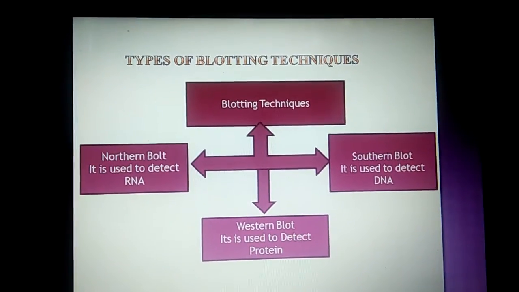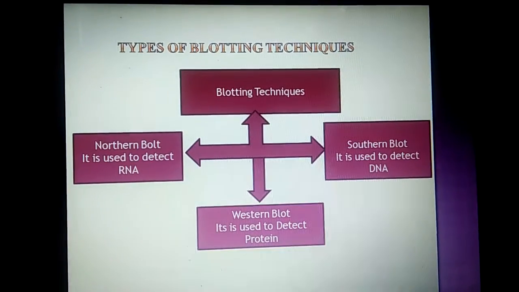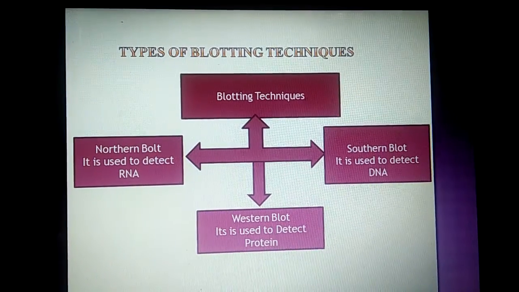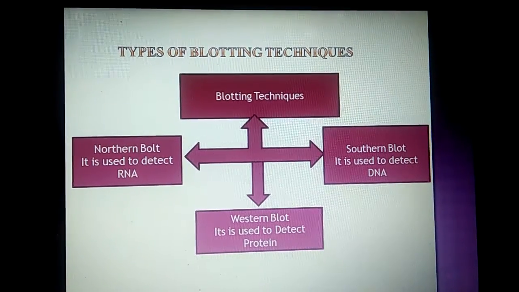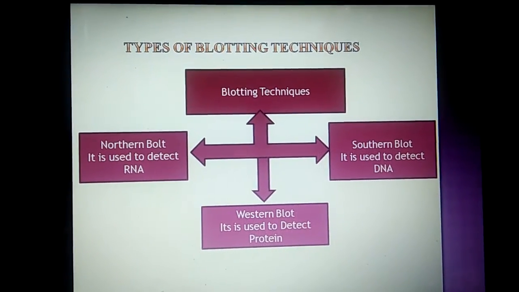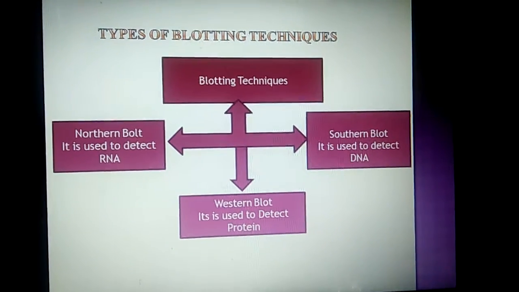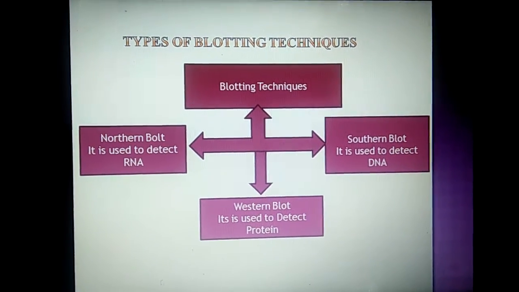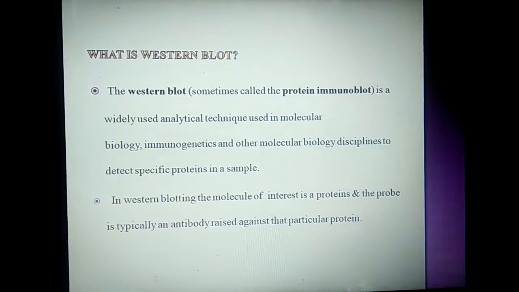Okay. There are three main types of the blotting techniques. The first one is the Southern blotting that is used to detect the DNA. Next is Northern blotting that is used to detect the RNA, and the Western blotting that is used to detect the protein. We are going to study the Western blotting because we want to detect the protein of interest.